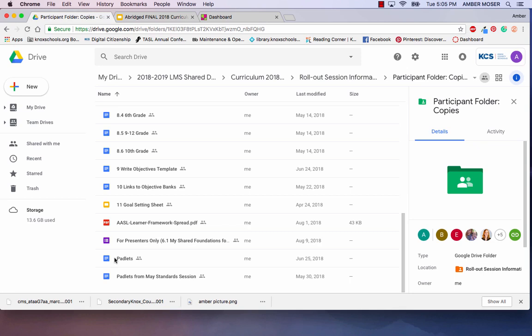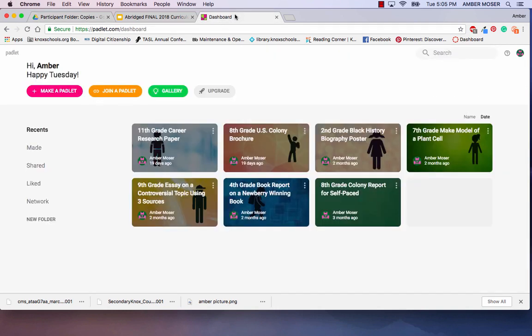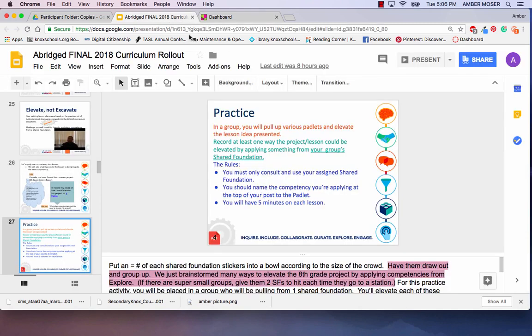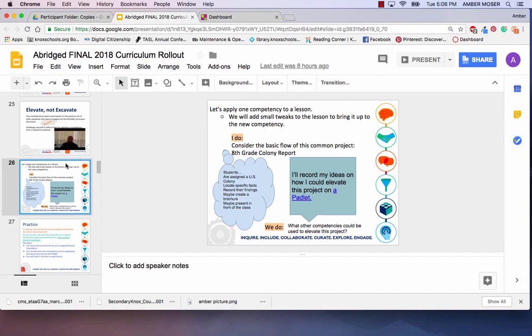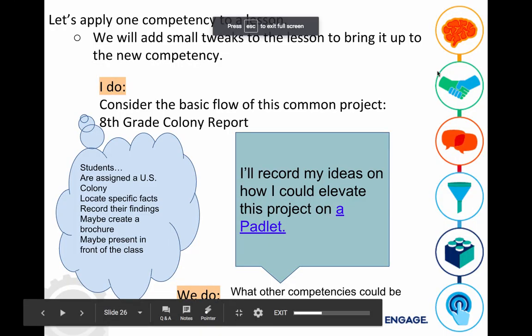If you want to follow along and type into those Padlets, you're welcome to do so, or you can hang out and watch me. I've opened those Padlets up here, and we're going to be visiting these and adding some things to them as part of our lesson elevating process. So I'm going to go back here and let's get into this assignment.